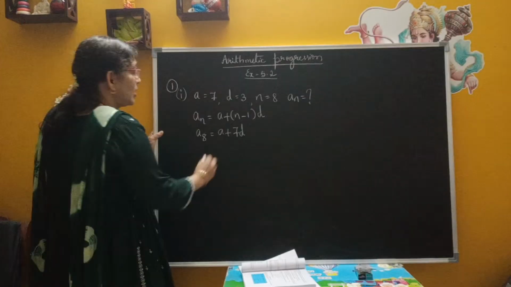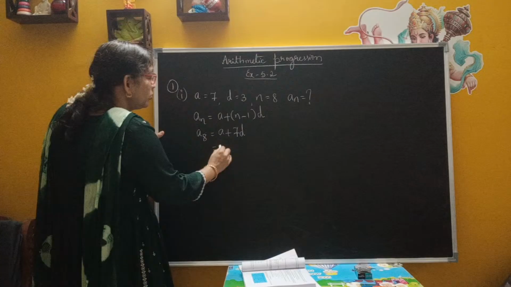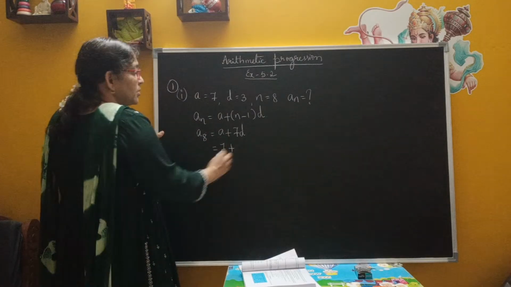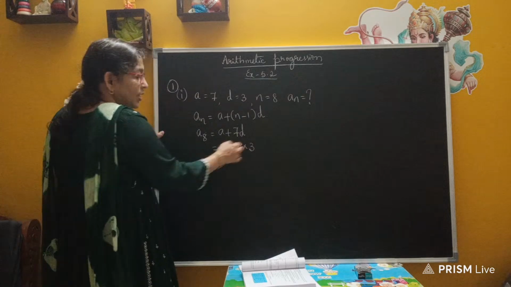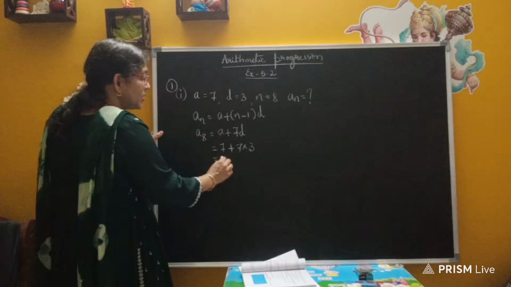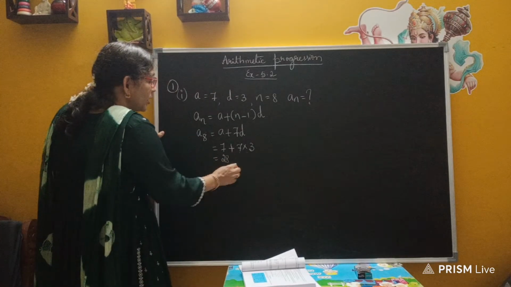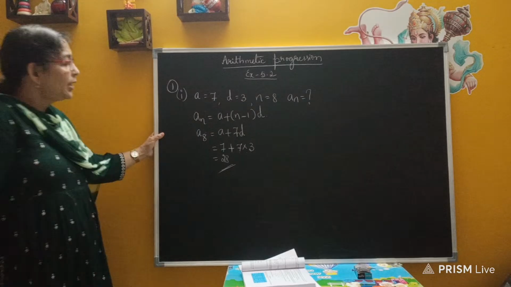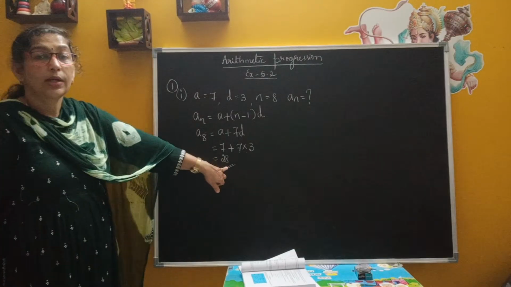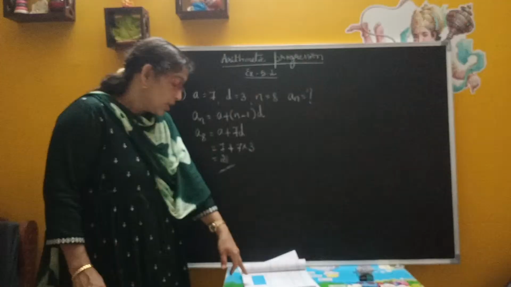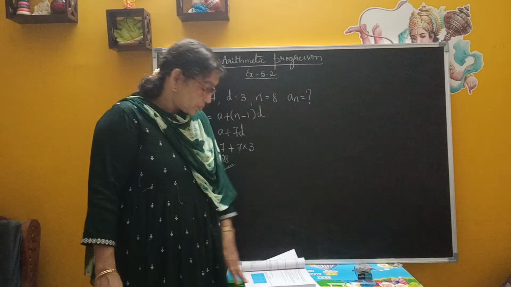Let us substitute the values now. So A8, A value 7 plus 7 into D, how much? 3. So 7 3s are 21. 21 plus 7 is 28. So we got the answer. The 8th term, A8, is equal to 28. So first problem is solved.